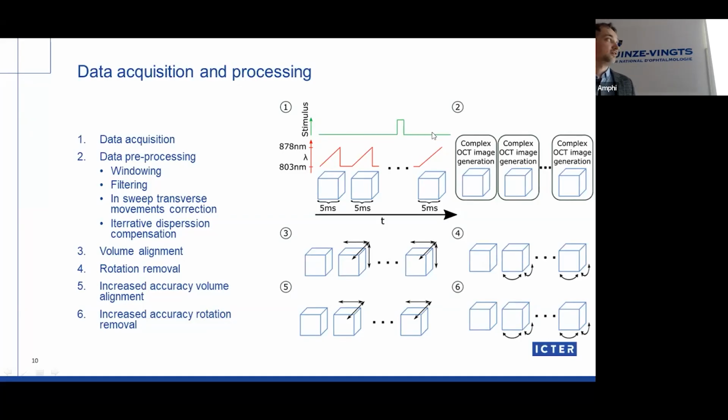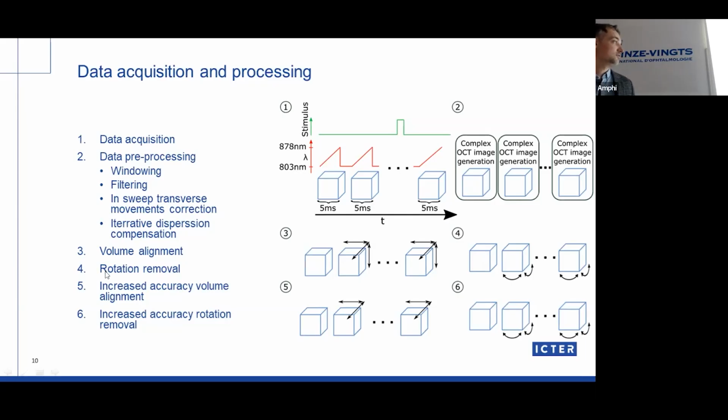Then we have to generate complex OCT volumes. This is done by windowing, filtering, and then we correct for in-sweep transverse movement, because sometimes we observe that the volumes were corrupted if rapid movement of the eye occurred in the transverse direction. So we divide the spectrum into subspectra. We compute the lower resolution volumes, and then we track the direction of the movement, and we correct for that.